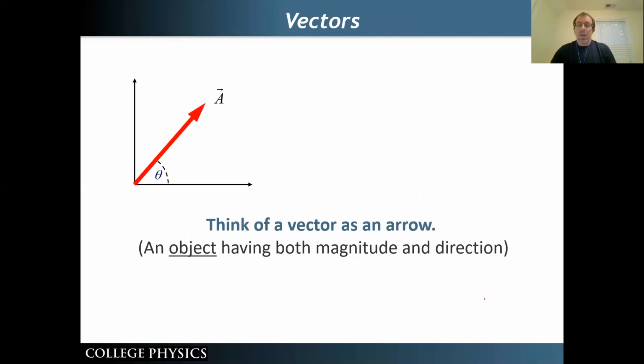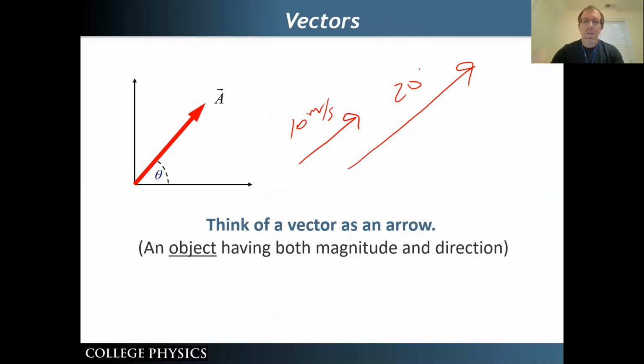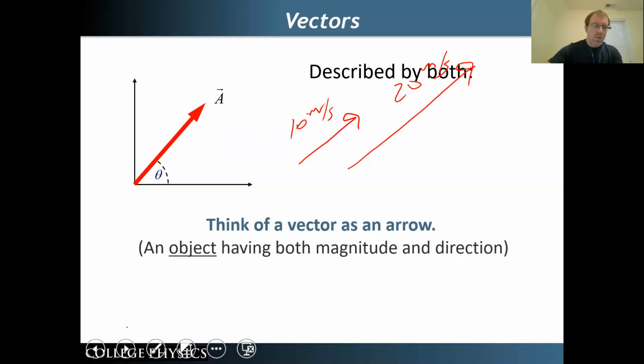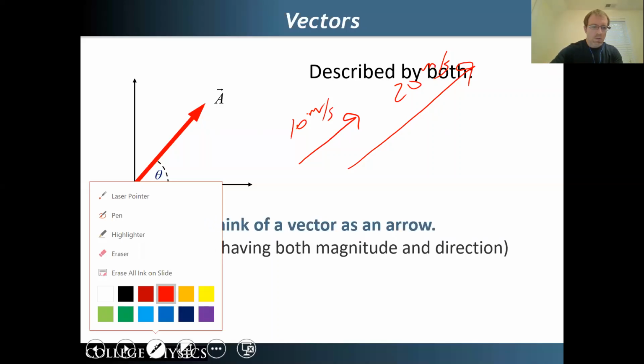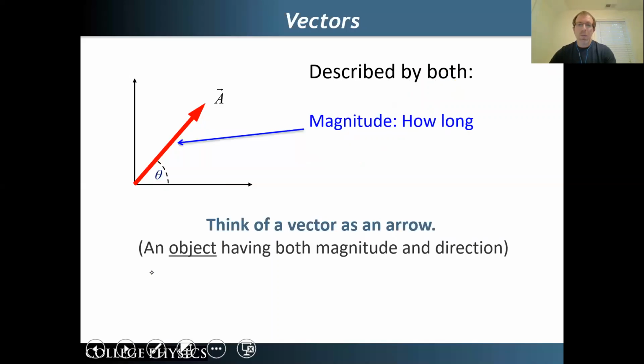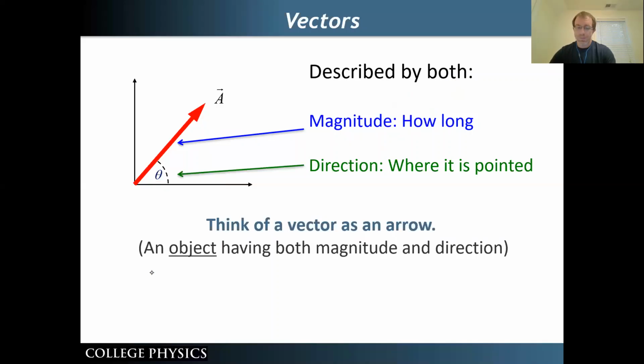In general, the bigger the size of maybe my displacement or my speed, the longer I should make that arrow. So if I'm comparing, say, maybe 10 meters per second to 20 meters per second, then that 20 meters per second should be twice as long as the 10 meters per second. So we can think of a vector as an arrow. It's got both magnitude and direction. Let me get rid of my print on the screen there. There we go. So it's described by both, again, magnitude, how long the vector is, and the direction it's pointed in.